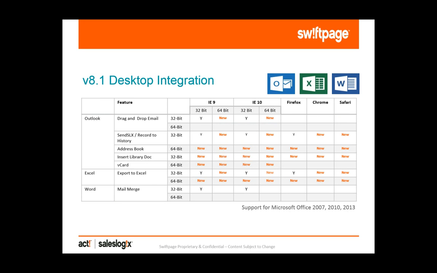We're also going to increase or include support now for 2007, 2010, and 2013, and those are Office versions. So we've got a lot of new support here in the 64-bit arena. We've got the vCard capability with Internet Explorer. Still going to support all the latest versions of IE, Firefox, Chrome, and Safari, but you'll see here primarily we're going to have 64-bit support, which we've been waiting for quite some time here.